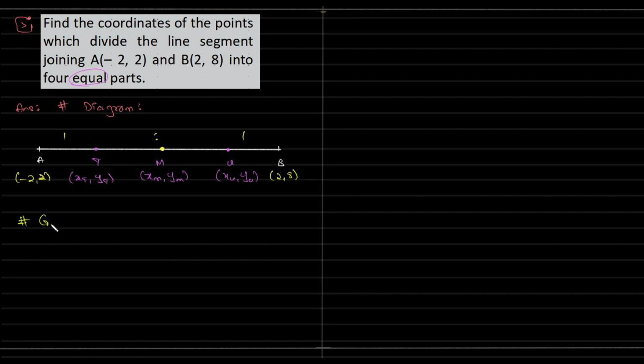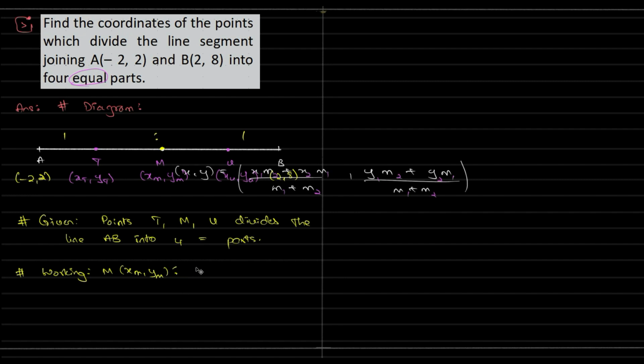So given points T, M, U divide the line AB into 4 equal parts, not in a ratio. Next is your working. So we begin with point M, xm, comma ym. For that, we need to substitute and write down the formula, which I'm lazy to write.